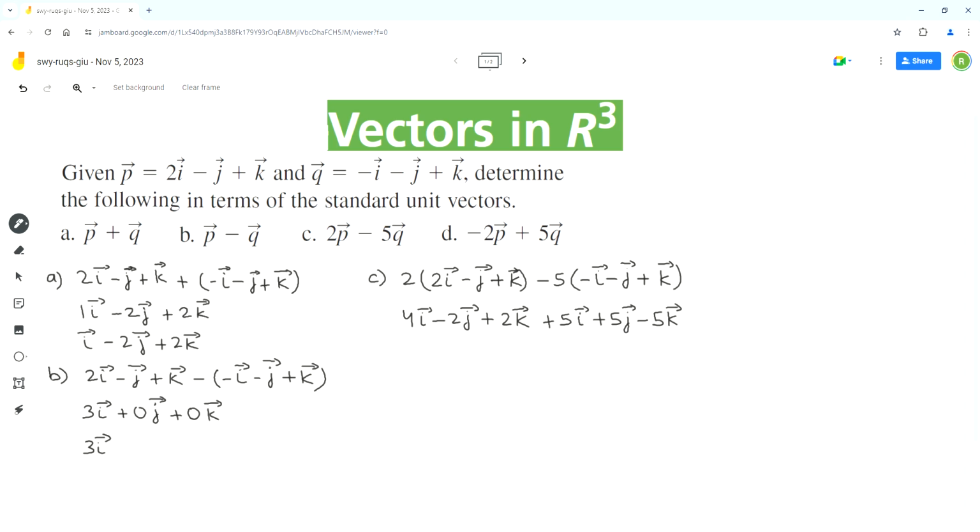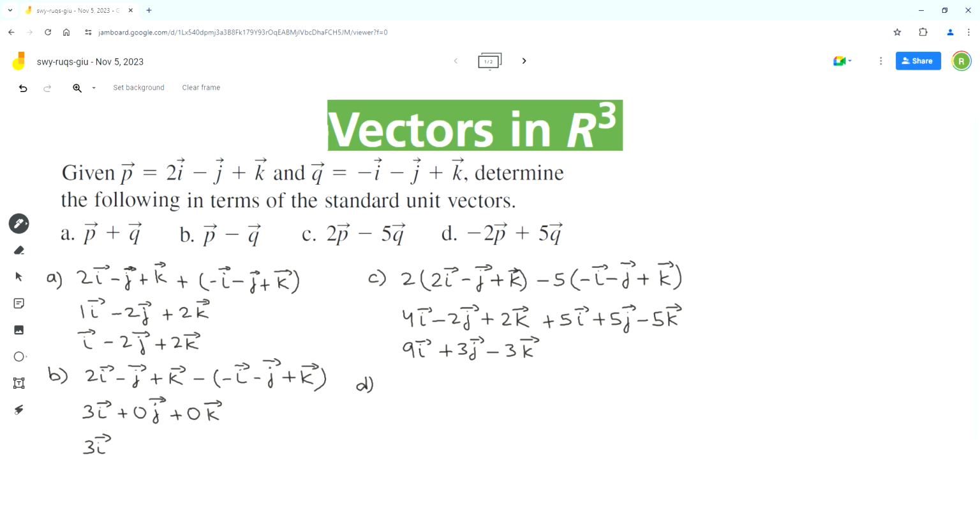now we can combine the i, j and k terms. So for i terms, we have to do 4 plus 5, which is equal to 9. For j terms, we have to do negative 2 plus 5, which is equal to 3. And for k terms, we have to do 2 minus 5, which is equal to negative 3. So this should be the final answer for part C.